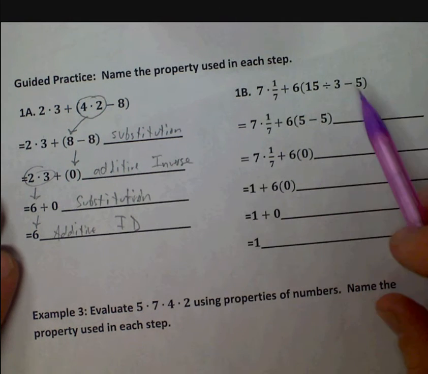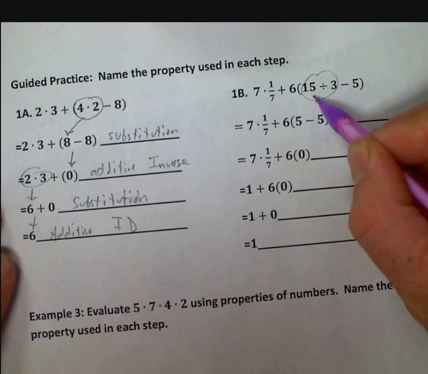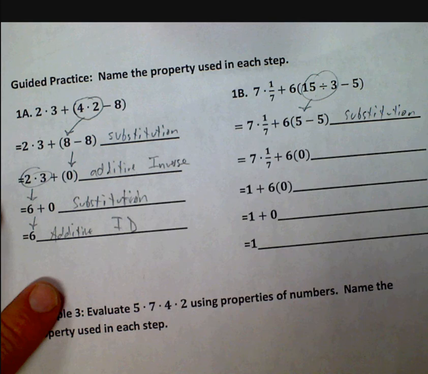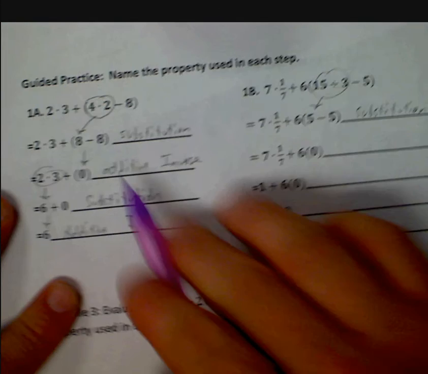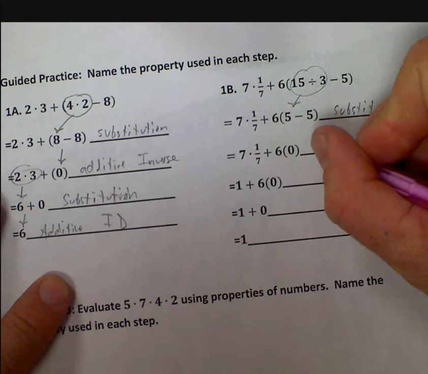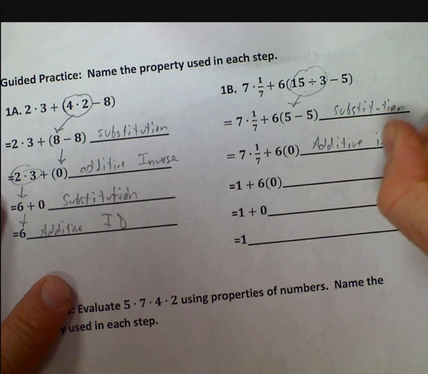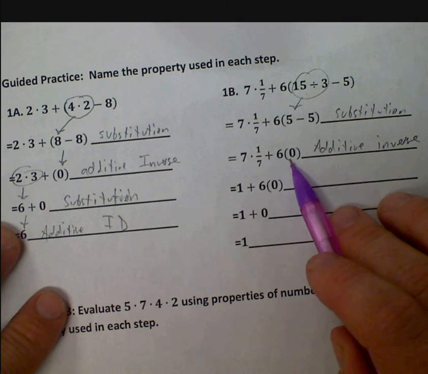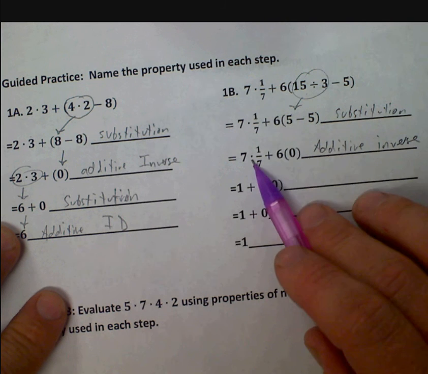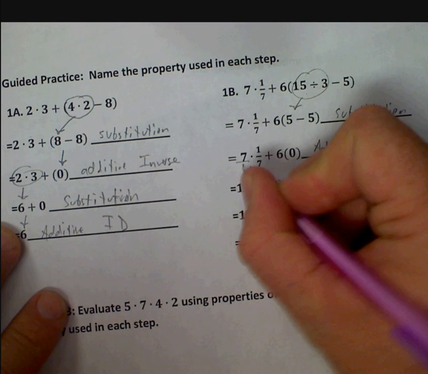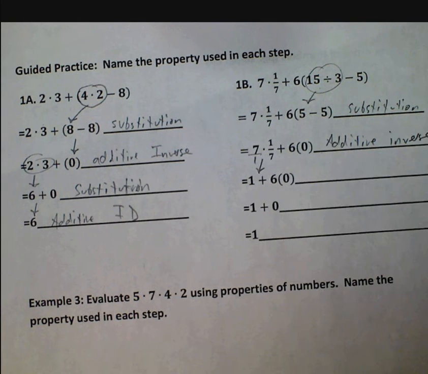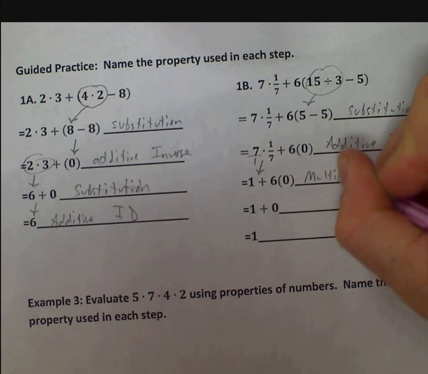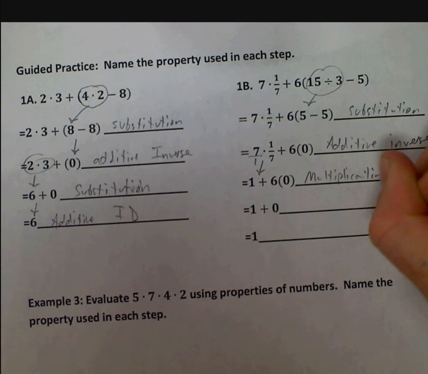On 1B, they do parentheses first. They must divide first. 15 divided by 3 is 5. Substitution is the property they used. 5 minus 5, just like we saw 8 minus 8. This has to be the additive inverse. Okay? Then they have 7 times 1 over 7 becomes 1. So 7 over 1 times the inverse. Multiplicative inverse becomes 1. Multiplicative inverse.